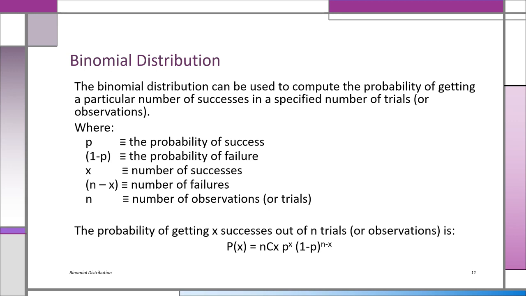X is the number of successes out of n. Well, if you have x successes, n minus x will be the number of failures because it must add up to n. And here is the formula. It's called the binomial distribution. The probability of x successes is n combination x, p to the x, 1 minus p to the n minus x. And a quick check, when you do this and you write it out, make sure that p and 1 minus p add up to 1, and make sure x and n minus x add up to n. If you do that check, you won't make any mistakes.